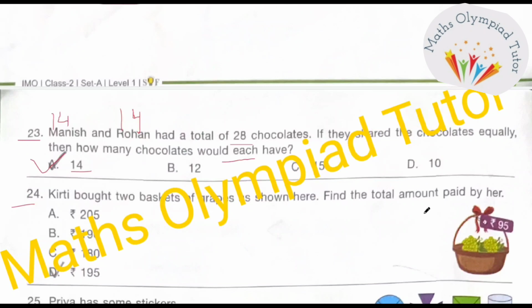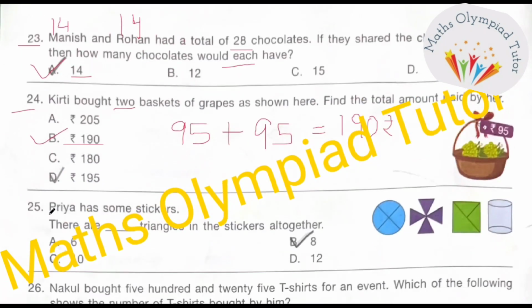24th is Kirti bought 2 baskets of grapes as shown here. Find the total amount paid by her. So the cost of one basket is 95 rupees. She is buying 2 baskets, so she has to pay for both the baskets. 95 rupees for first basket and 95 rupees for the second basket. So in total she has to pay 95 plus 95, that is 190 rupees she has to pay. So this means here we should select this.